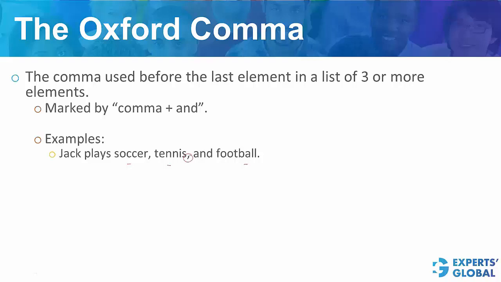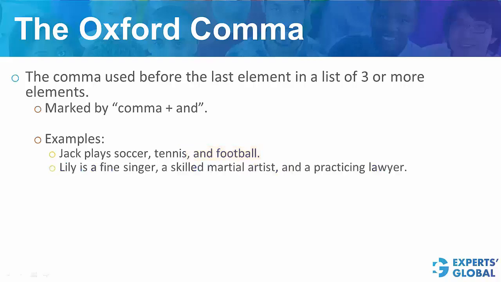And if it were just 2 elements, "Jack plays soccer and tennis," of course there would be no comma involved. But if it is a list of 3 or more, the last element would have a comma and before it. One more example. "Lily is a fine singer."